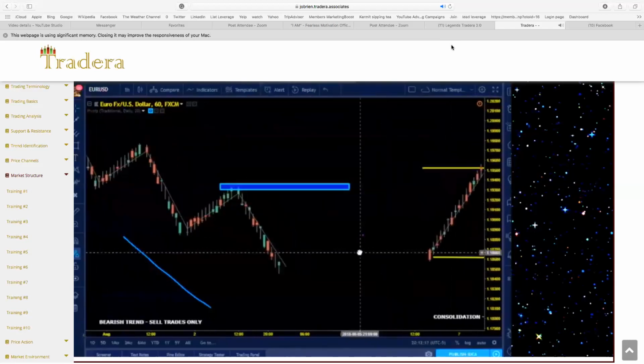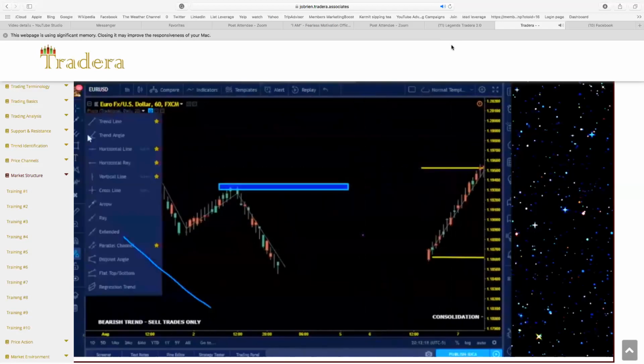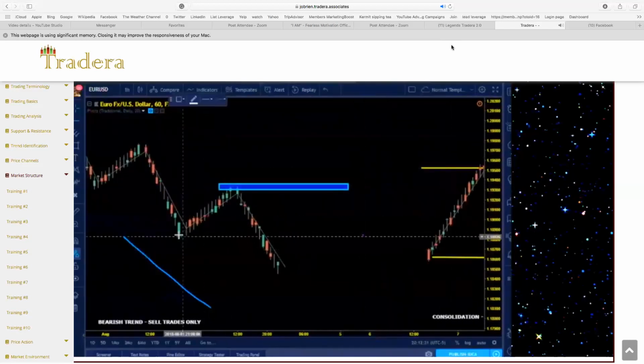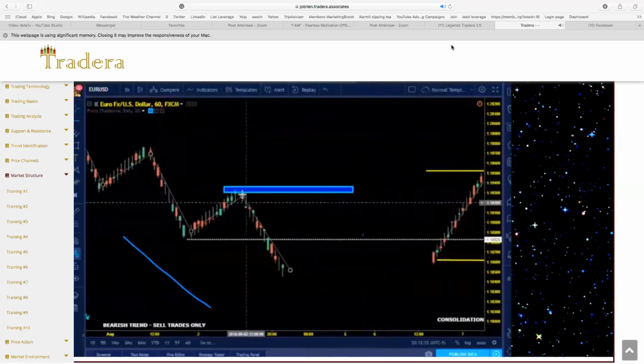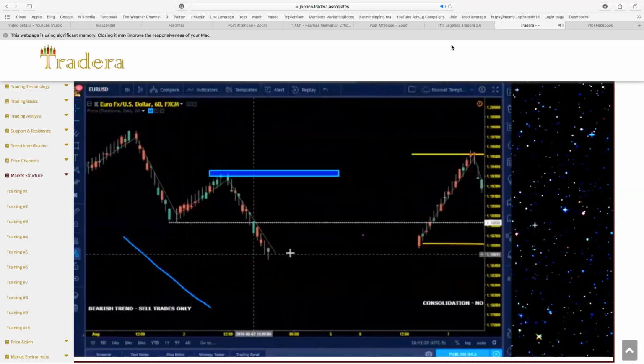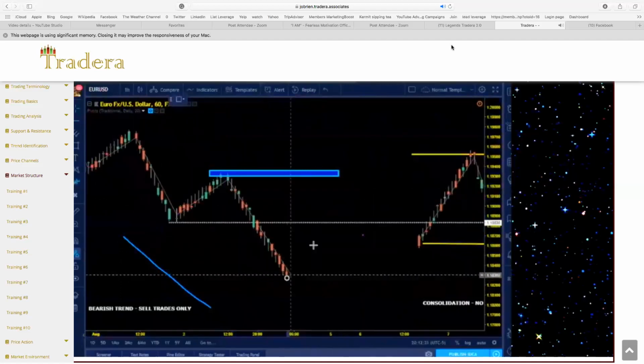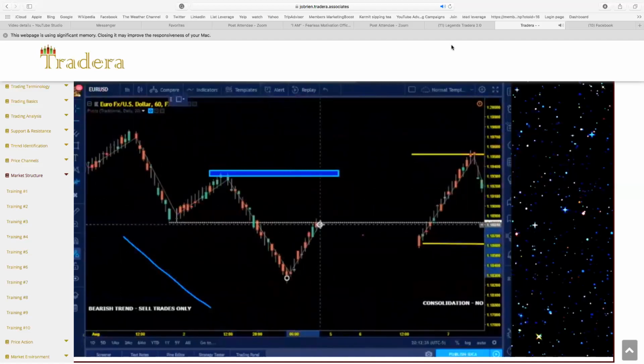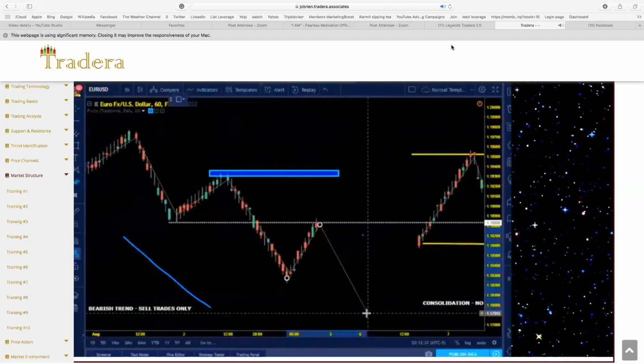So, okay, continuation trades, guys. Continuation trades are going to look like this. We have our recent downtrend. The most important level is the recent swing high. It's also important to mark the recent swing low. Now, why is that important? It's important because price loves to come back to the recent swing low and then continue on.